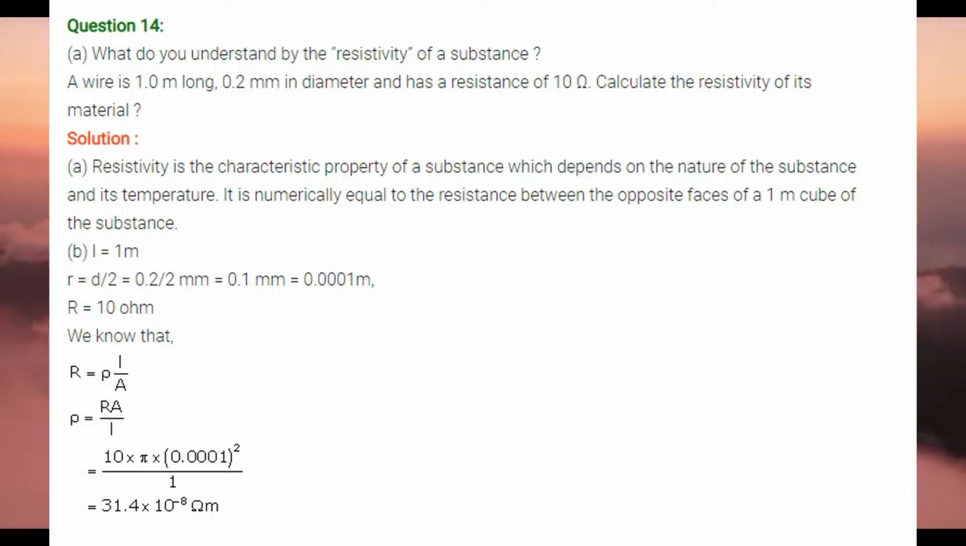Resistance of the wire, R equals 10 ohms. So resistivity ρ equals R into A by L. Therefore, ρ equals 3.14 into 10 raised to minus 7 ohm m. Thus, the resistivity of the material, ρ equals 3.14 into 10 raised to minus 8 ohm m.